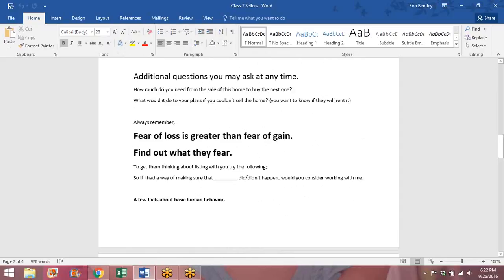Here's another thing. What would it do to your plans if you couldn't sell the home at the price that you've indicated? You want to find out if they're planning on renting it, because that'll tell you right away too. If they say, "Fine, I can still do what I need to do, even if I rent this house," then you're probably not getting a listing. Okay, and that might be one you want to scratch off and add something else onto the list.